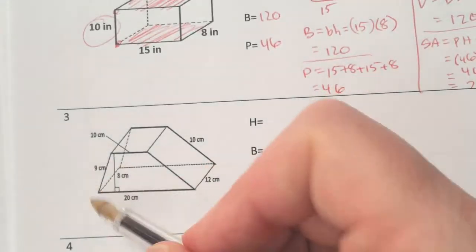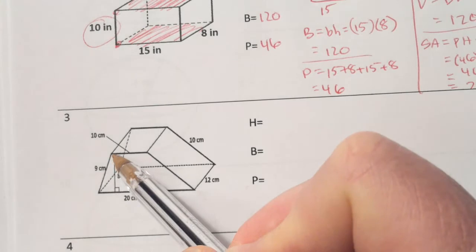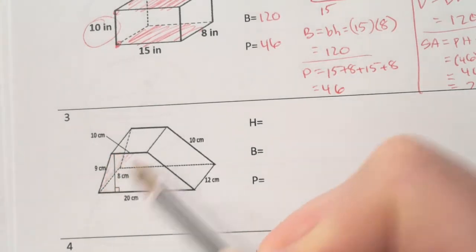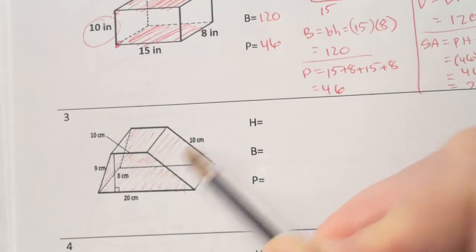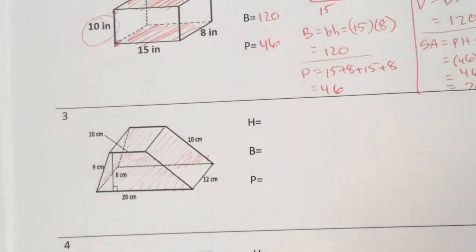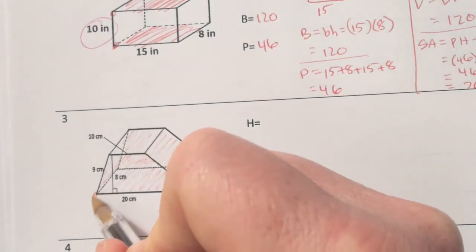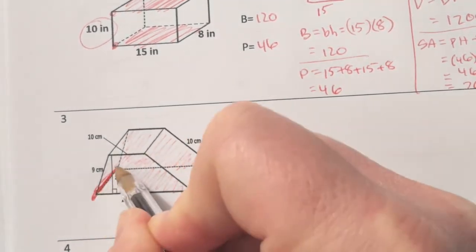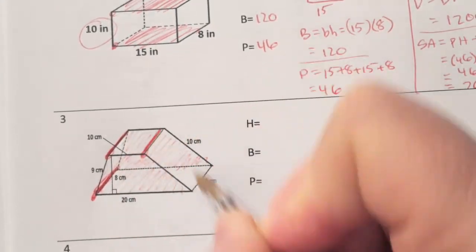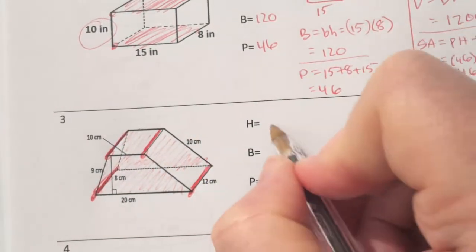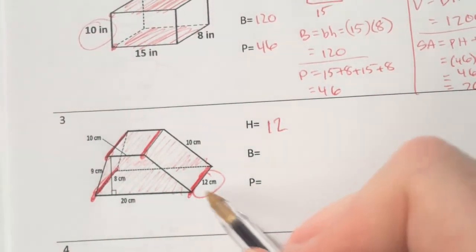Number 3. Okay, so this is a trapezoidal prism. I'm just shading in the trapezoid. So what's the distance from one trapezoid to the other? Just pick a corner. I want this distance right here, which I don't have here. How about here? Do I have that? Nope. How about here? Nope. How about here? There we go. It's 12. And I circle it so I know I'm not going to touch that number again, or that particular 12 anyway.